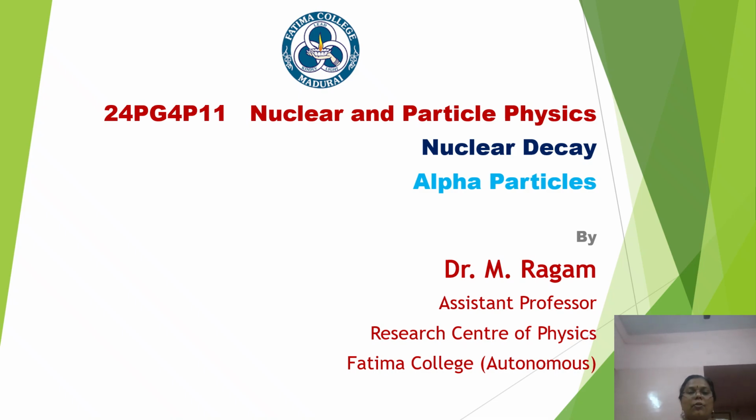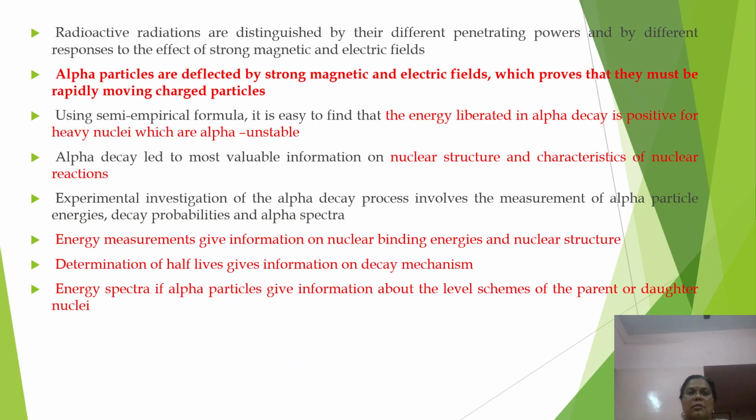Welcome to the Z module, and the Z module is about the alpha particles under the nuclear decay chapter. So this module is going to discuss the production of alpha particles and the properties of the alpha particles, how these alpha particles are determined and detected in the lab, and how their charge by mass ratio is calculated by a simple experiment.